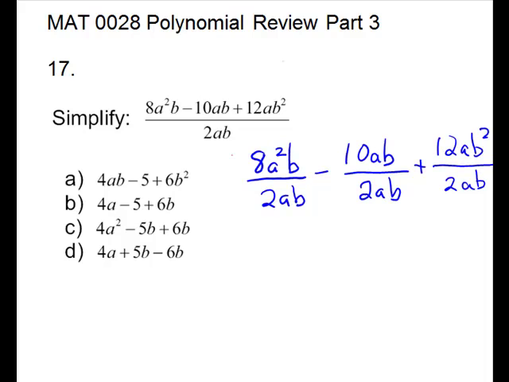And so in the fraction form, this is like 3 little problems. We have our numbers, we have our a's, we have our b's. And so for the numbers, we reduce: 2 into 8 will go 4 times. For the a's, subtract. We'll leave you a to the first. The b's will cancel on this one.